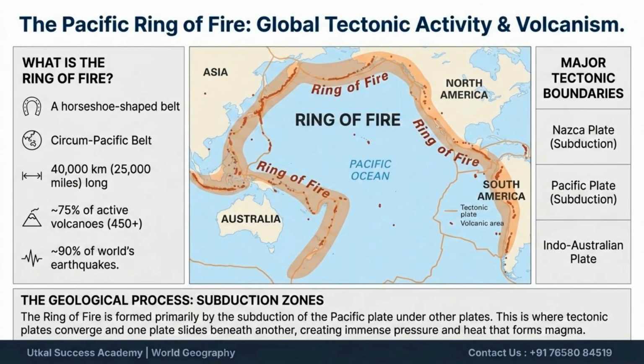The Pacific Ring of Fire is a horseshoe-shaped belt about 40,000 kilometers long. It contains about 75% of active volcanoes and 90% of the world's earthquakes. It is formed by the subduction of the Pacific Plate under other plates.